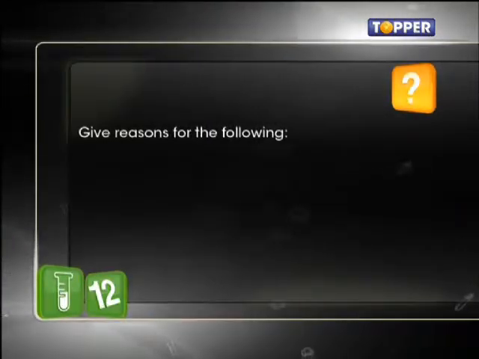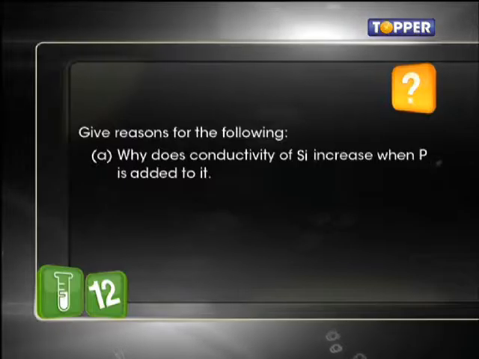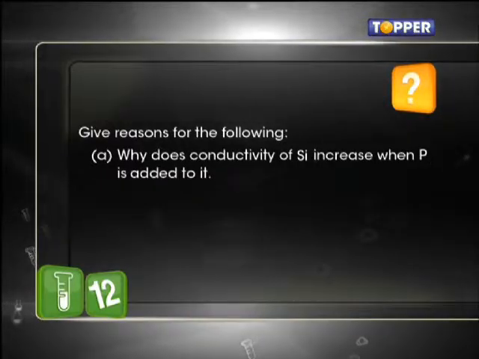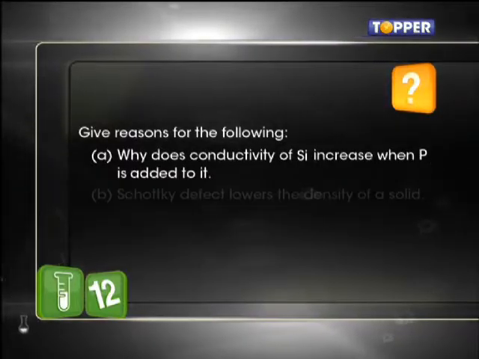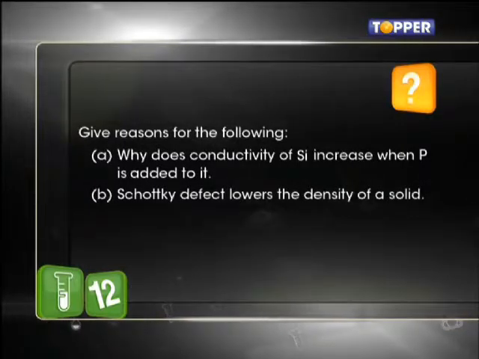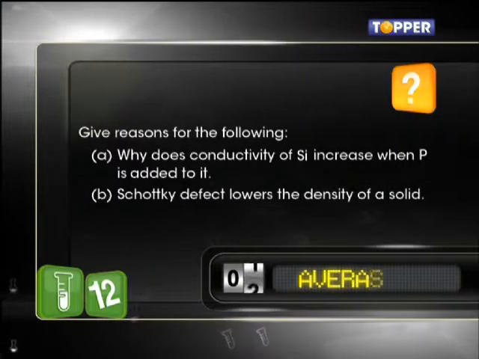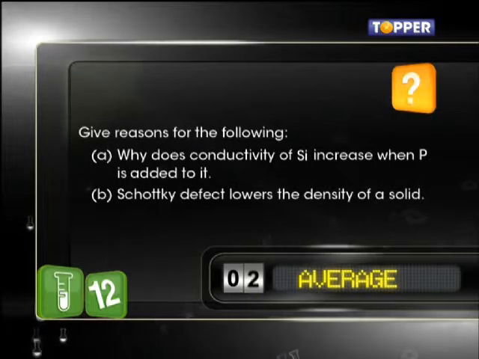You need to give reasons for the following. Why does conductivity of silicon increase when phosphorus is added to it? Why does Schottky defect lower the density of a solid? This is an interesting question. Here goes the answer.